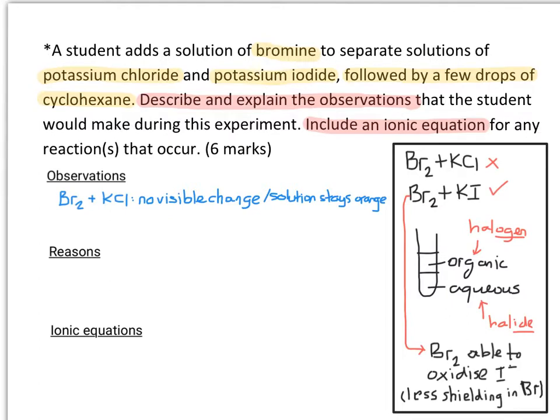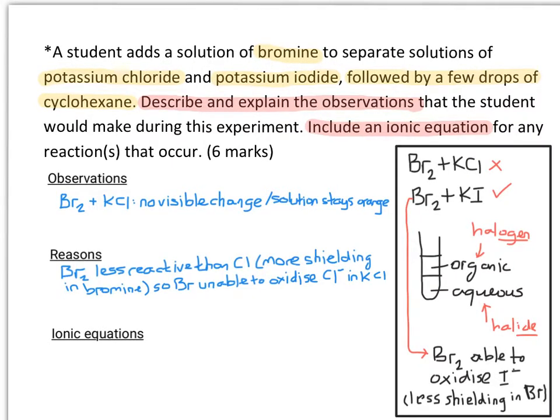So let's start with bromine and potassium chloride. Obviously, bromine is less reactive than chlorine. You remember that from GCSE, so therefore it's unable to oxidize or displace chloride ions from solution. So therefore there's no visible change, or you can say the solution stays orange. So obviously we can put down a reason based on our GCSE knowledge that bromine is less reactive than chlorine. The A-level reason, there's more shielding present in bromine, so therefore bromine is unable to oxidize chloride ions in KCl.